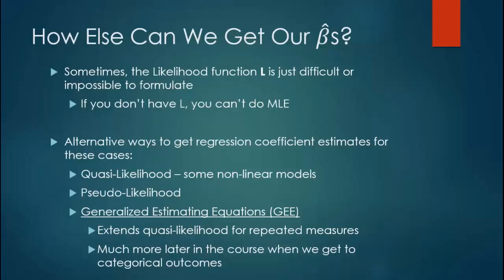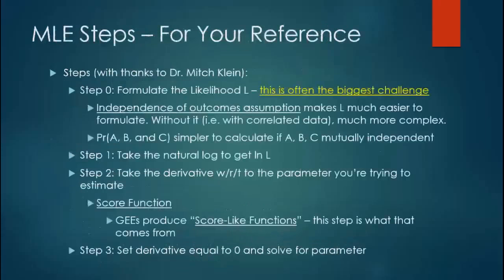So there are various other ways that we can sometimes estimate regression coefficients in models. We can use something called the quasi-likelihood, which is used in some nonlinear models. There's the pseudo-likelihood, and there's something that you're going to encounter later in the course called generalized estimating equations, which extends the principle of quasi-likelihood to repeated measures. So we're going to talk about it much more later in the course, but that's all I want to say about it for now.